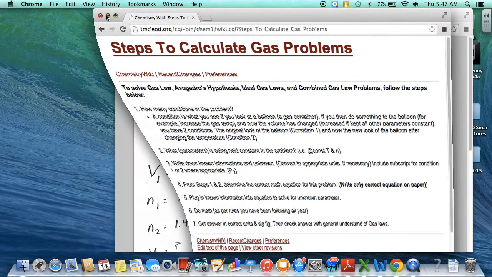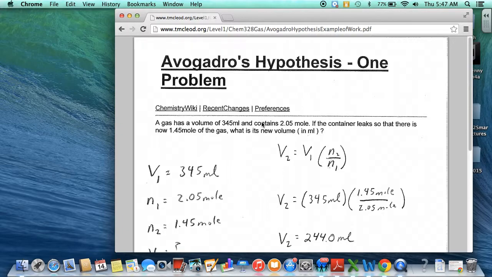So with Avogadro's hypothesis, I declared all my variables, which I'll talk about in a little second, but I want to spend a couple seconds explaining how I get this equation. With Avogadro's hypothesis, the number of moles and volume are related to each other. So how are they related?